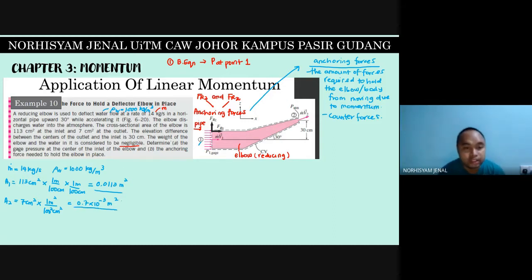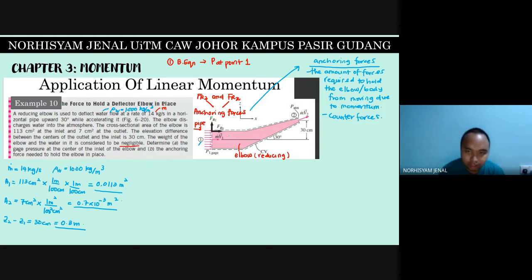Okay, the elevation difference between center of the outlet and the inlet is 30 cm. So you can see over here 0.2, 0.1. So Z2 minus Z1 is equal to 30 cm or equals to 0.3 meter. Okay, the weight is negligible. Determine the gauge pressure at the center of the inlet.